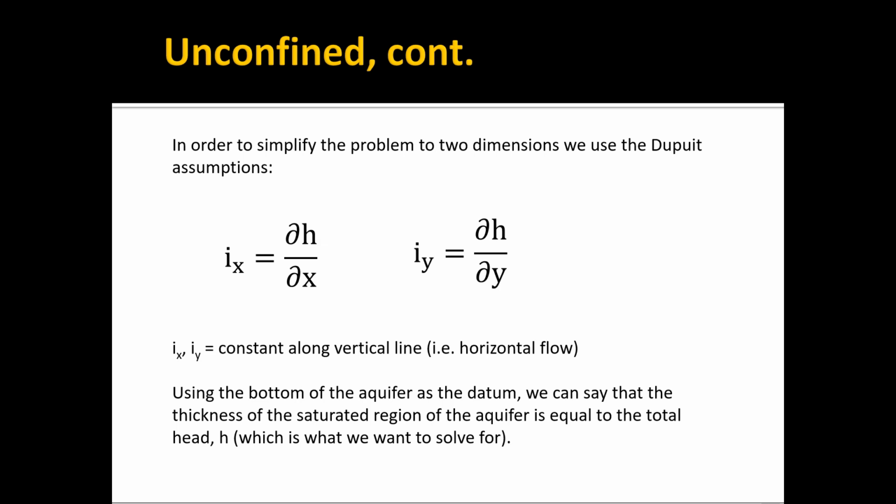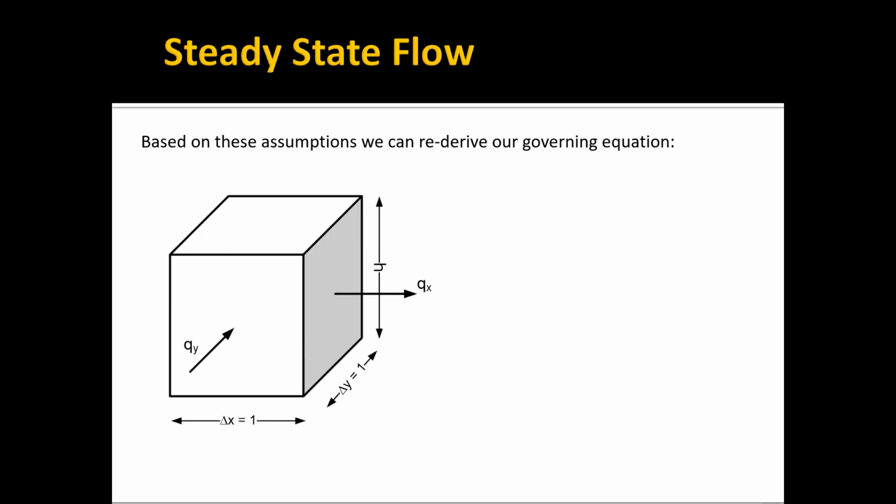And this bottom paragraph just describes what I mentioned before. We use the bottom of the aquifer as the datum. The thickness of the saturated region is equal to the total head, which is what we're trying to solve for. And so here's our representative element. The x and the y dimensions we're going to assume are 1. So delta x is 1, delta y is 1. And then in the z dimension, that thickness is h.